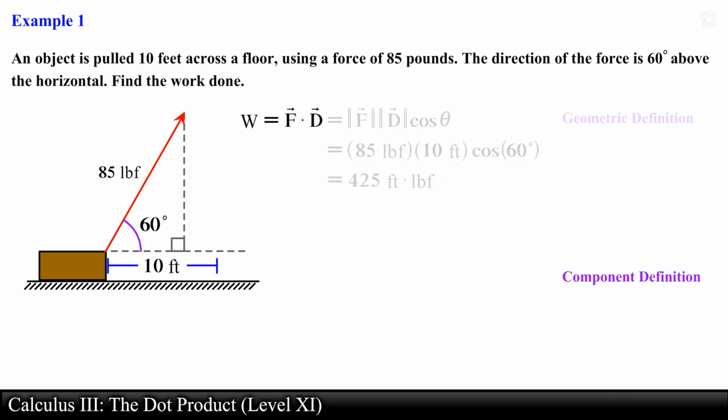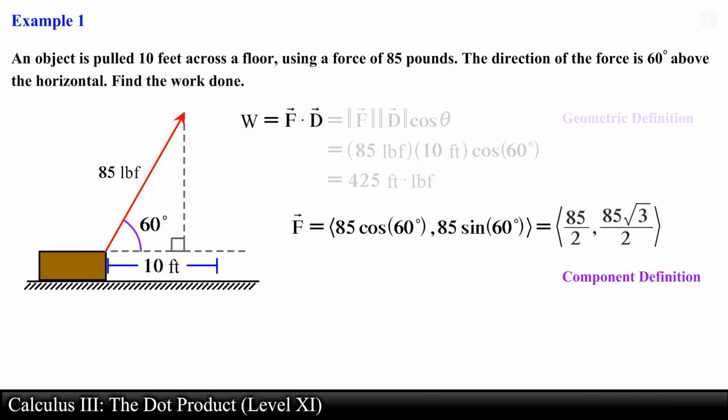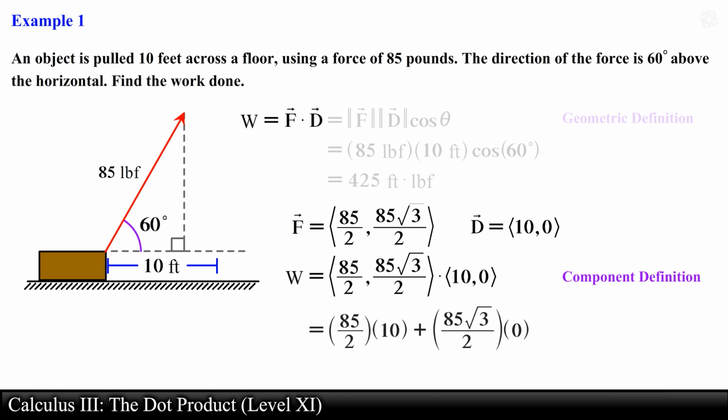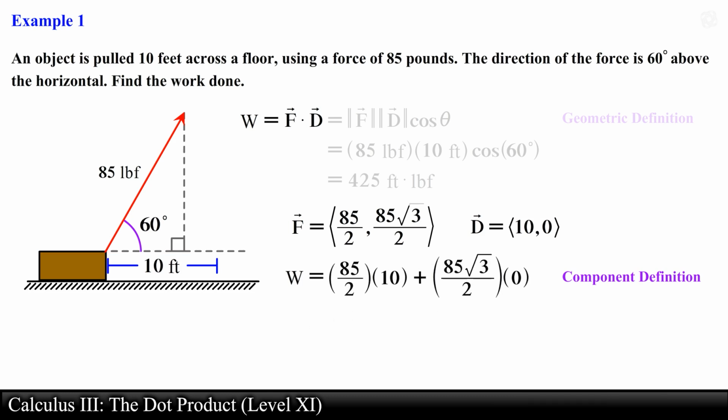An alternative way of finding the work done is by working with the component definition of the dot product. We can also write the force in component form as follows. Then, we simplify the expression. We then do the same for the displacement vector. In this case, we will only have one component, since it is moving across the floor. Then, we use the component form of the vectors, and find the dot product. Simplifying the expression, we obtain the same answer of 425 foot-pound.